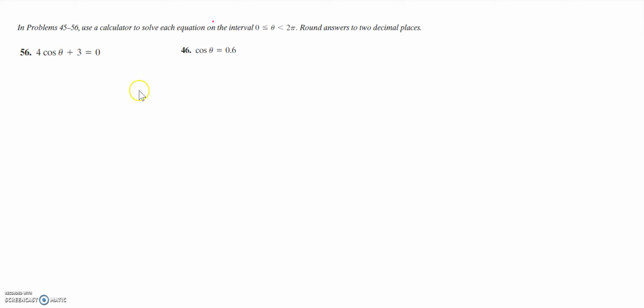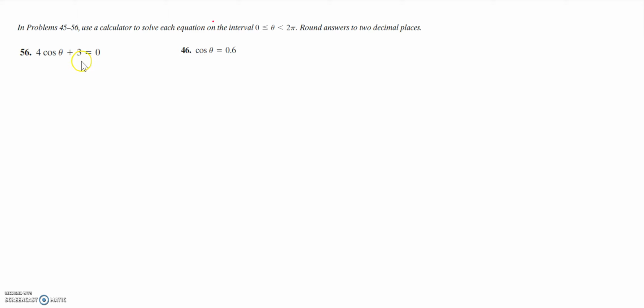Just a quick video on how to do these last two problems that I couldn't fit on the last video. Again, ask the question: what are the steps to undo? Like for 46, if you look at it, I only have to undo the cosine. But if you look at number 56 here, I have to get cosine by itself first, and then I'll undo the cosine with a cosine inverse.